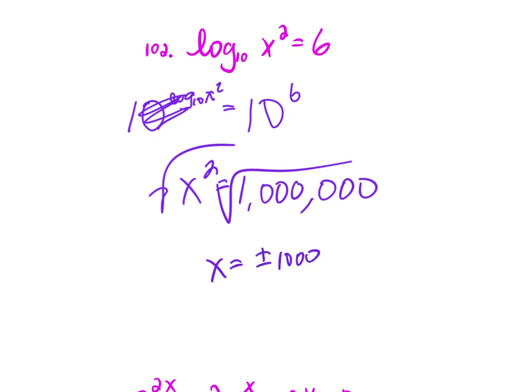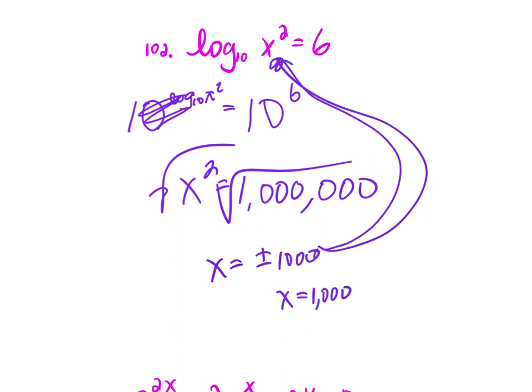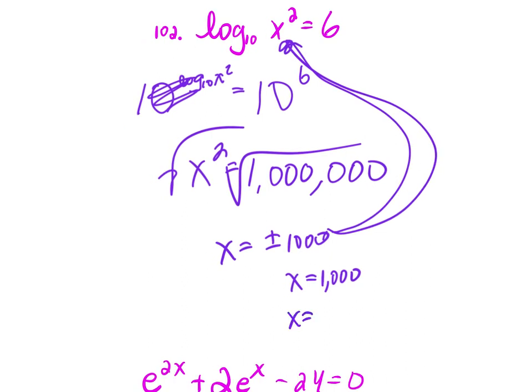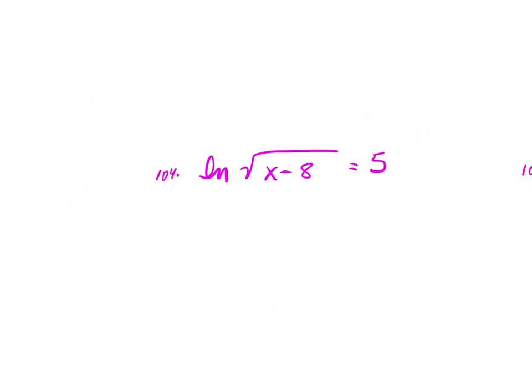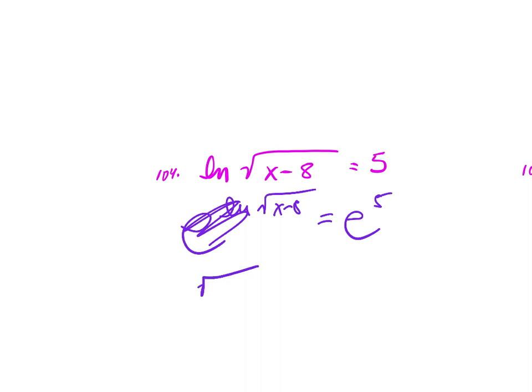Now, when I have positive 1,000, if I plug in positive 1,000 here and I square it, we're good to go. So x equals 1,000. If I take negative and I plug it in, negative times a negative is a positive, so x could equal negative 1,000 as well. You've got to check to make sure that everything works. In this case here, natural log is all by itself. What's the opposite of natural log? e. So I have e and then ln of the square root of x minus 8 equals e to the 5th power. e and ln cancel, so I have the square root of x minus 8 equals e to the 5th power.